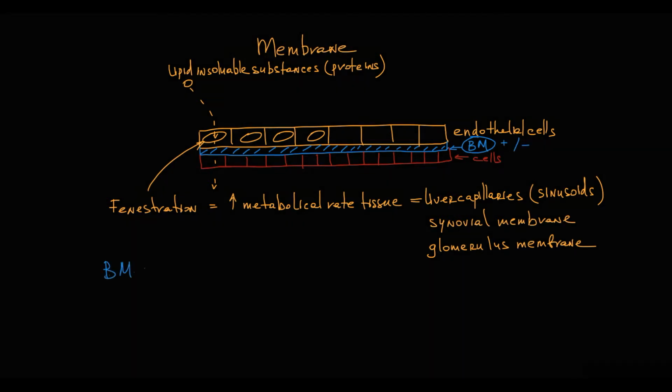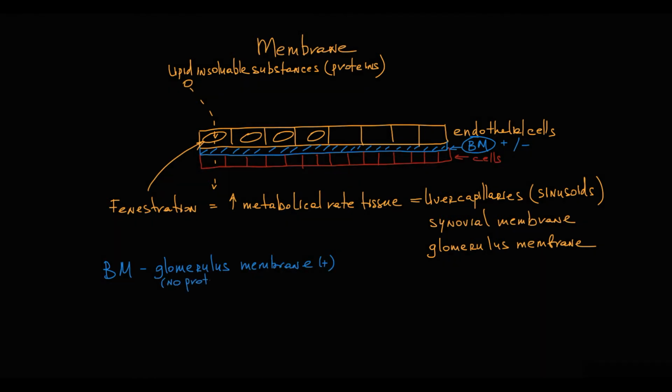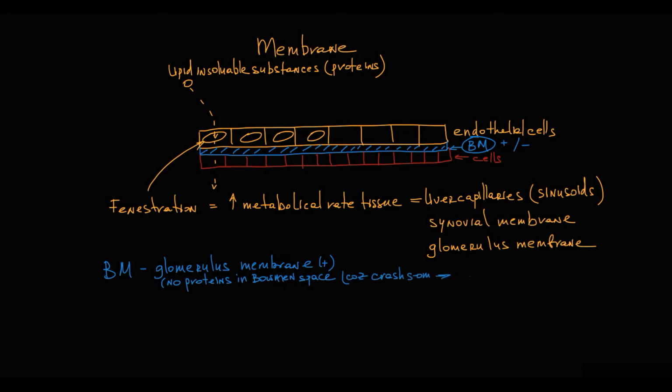For example, the glomerulus membrane has a basement membrane, because the function of the glomerulus membrane is not to allow proteins to enter into Bowman's space, because proteins are toxic for tubular epithelial cells. Basically, it can be observed in crush syndrome, where myoglobin crosses the glomerulus membrane and enters into the tubular system and causes severe damage to tubular epithelial cells that results in acute kidney injury.